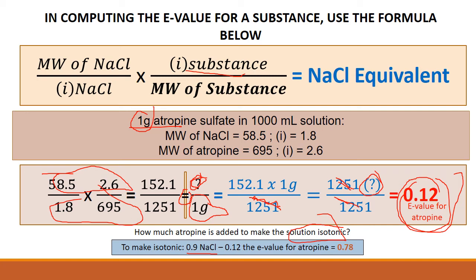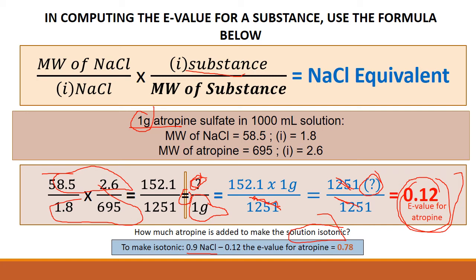So that is the sodium chloride equivalent for our atropine, 0.12 if you are given a gram. And then, how much atropine is added? If you are asked how much atropine is added to make a solution isotonic, you have to convert this, you have to subtract by 0.9.